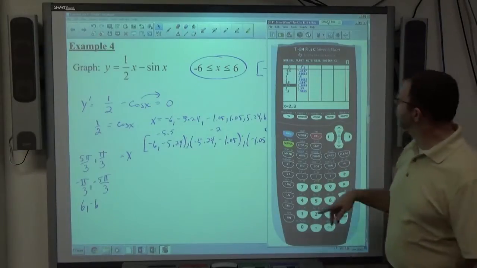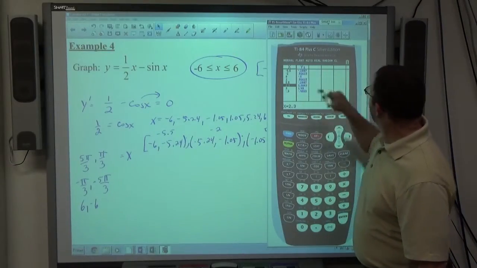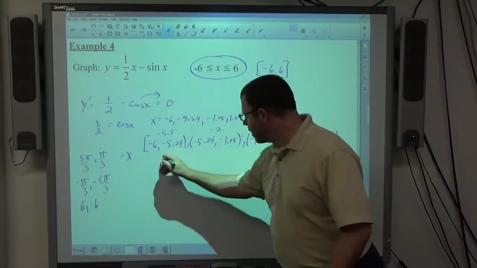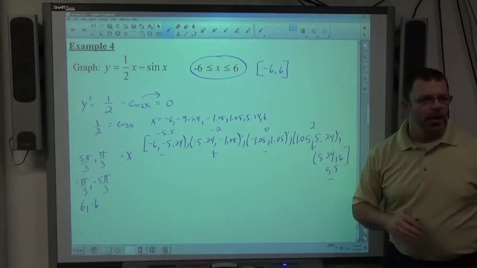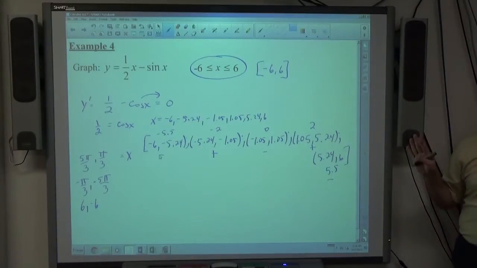My calculator's not working well. Negative, positive, negative, positive, negative. Notice that there are no undefineds there, right?